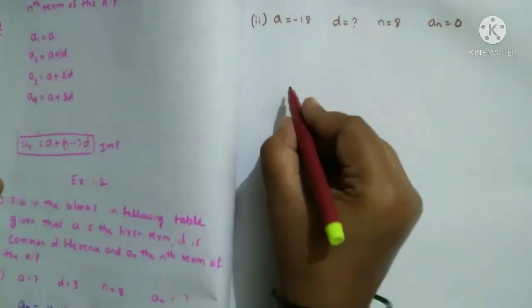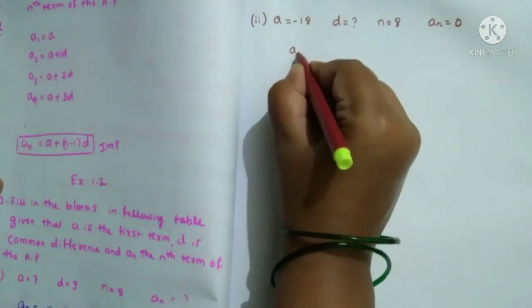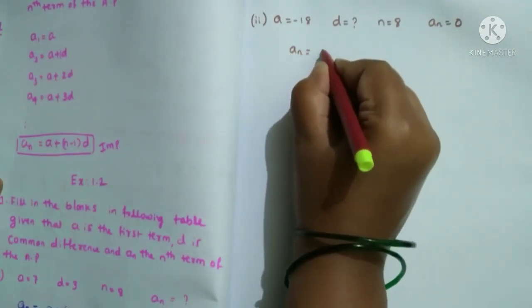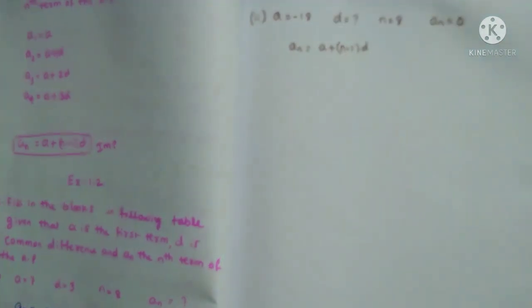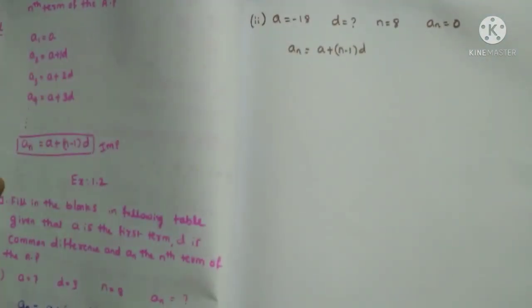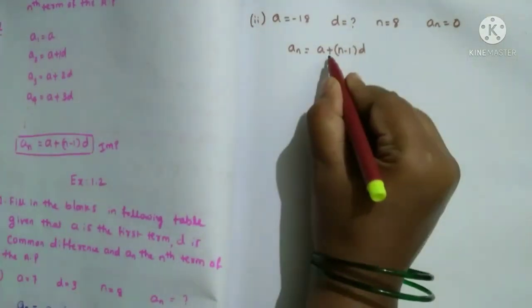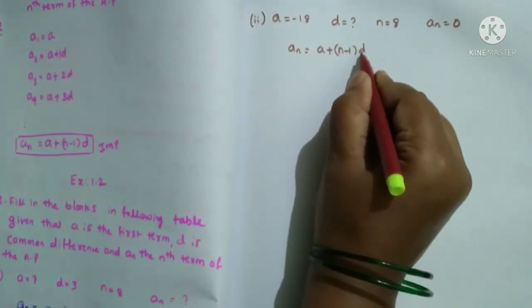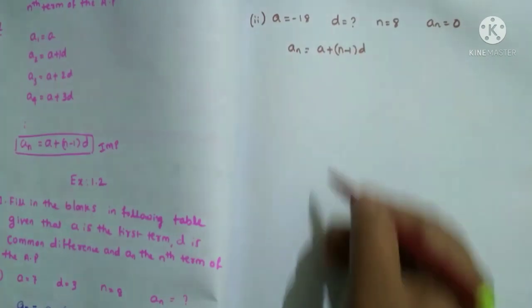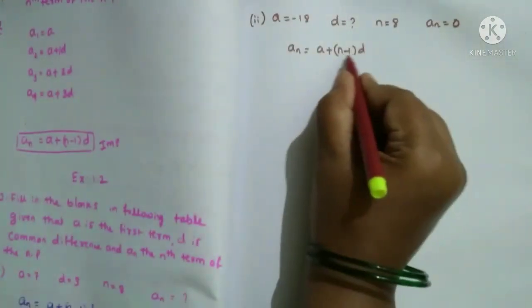Here also we have to use the AN formula, that is AN equal to A plus N minus 1 into D. You have to write the formula every time. That is important. If you write the formula, you will get at least half marks. So always while solving the sums, you should write the formulas first. Correct formula you have to write. See here it is a multiplication, here it is addition, here it is a minus. A plus N minus 1 into D. You should put the bracket compulsorily here, then only this multiplication for both the numbers.